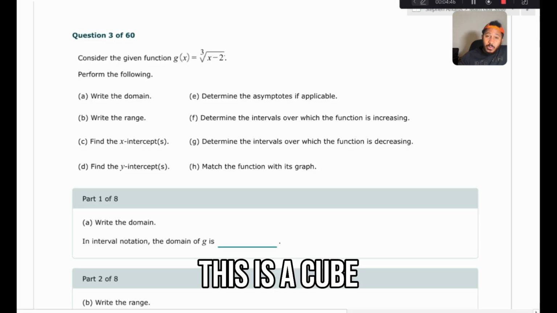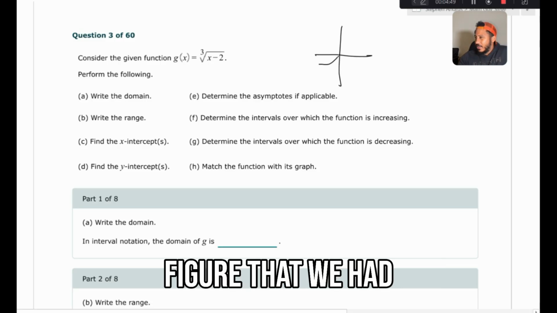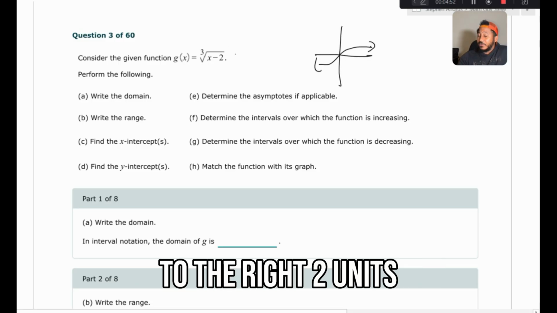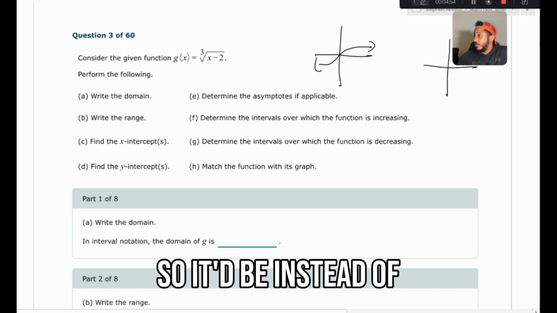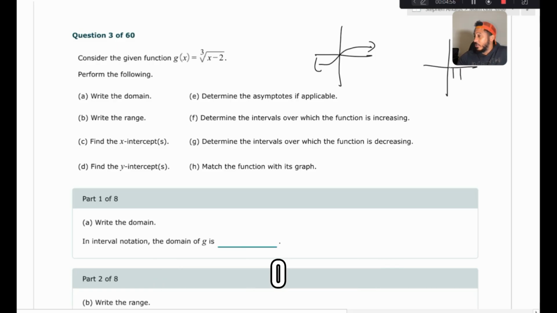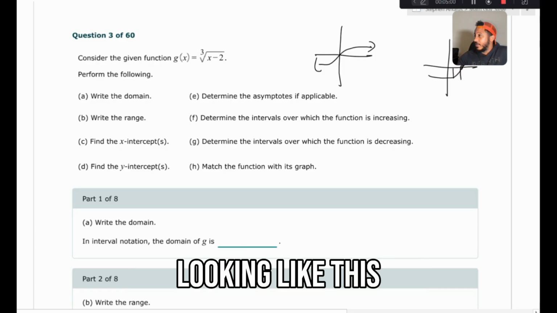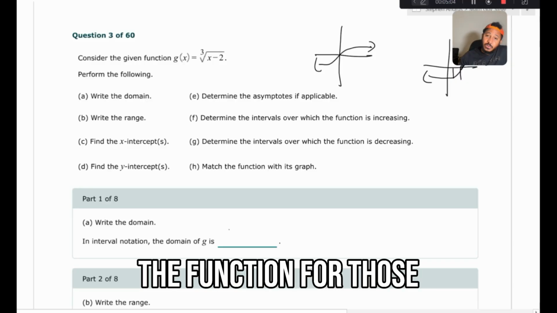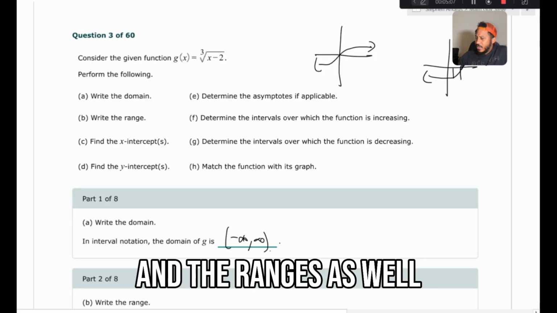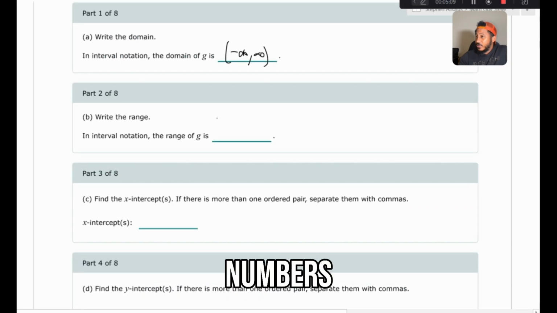This is a cube root graph. Remember that snake figure that we had? It was like this, except this one is shifted to the right 2 units. So instead of going through 0, 0, this would go through 2, 0, looking like this. So what's the domain of the function? For those cube root graphs, the domain is all real numbers, and the range is as well, all real numbers.